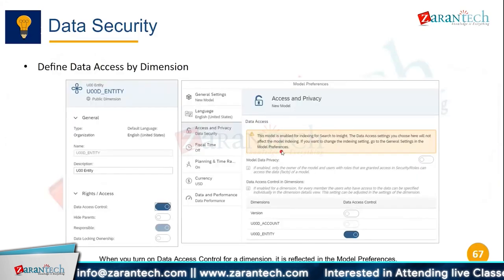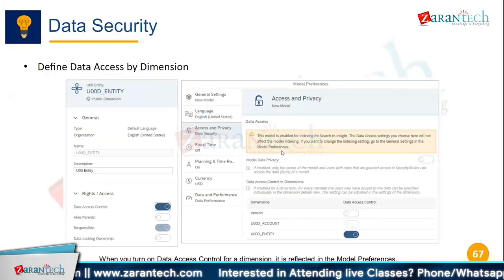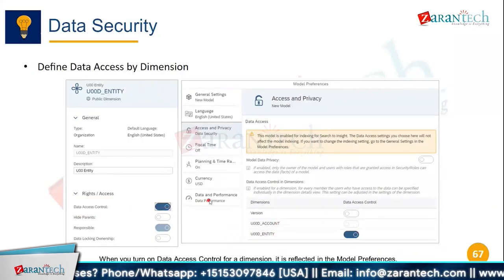Now in case you want to define access, so this is for live models. With respect to import models, how do you define access? You can define access using the dimensions. In each dimension option, you will have a data access control switch button, so you can enable and disable it. If you enable it, you will be able to see this data access control, and that particular dimension can be used for controlling the data access.